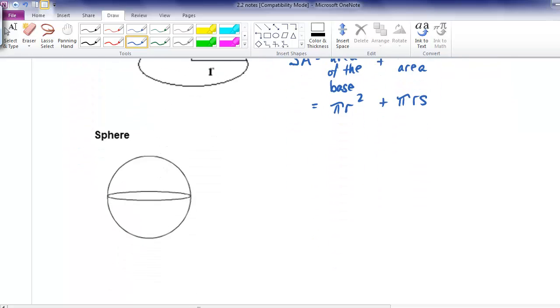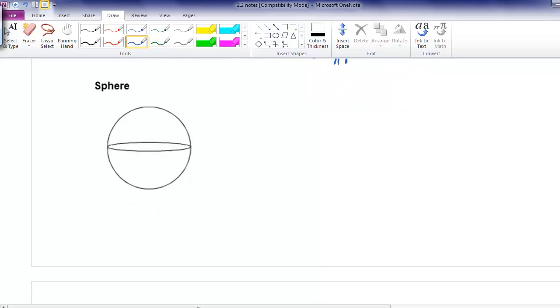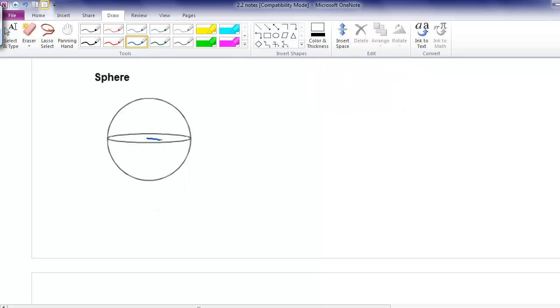Finally, our last shape is a sphere. Spheres have a radius, and the surface area is equal to 4 pi r squared. Okay, so there's our formulas, and those are all written down on your blue sheet that I gave you the other day. And again, you really need that blue sheet. You don't need to memorize formulas, you just have to know what you're doing.